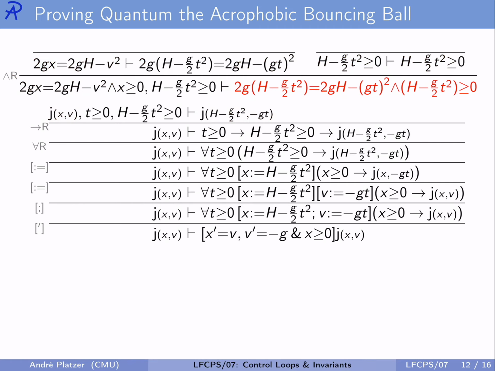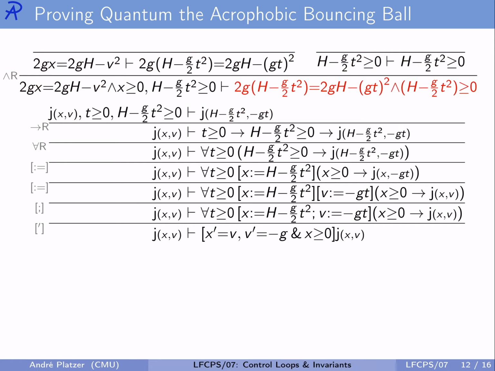That we're able to prove because the conjunction we prove separately. So we need to prove the left-hand side and the right-hand side conjunct. The left-hand side conjunct, we've got 2gx equals 2gh minus v squared. What do we have over here? 2gh, well that's good. Minus 2 and the half cancel, and the g give me g squared, and the t squared. So that needs to be equal to whatever we said on the right-hand side.